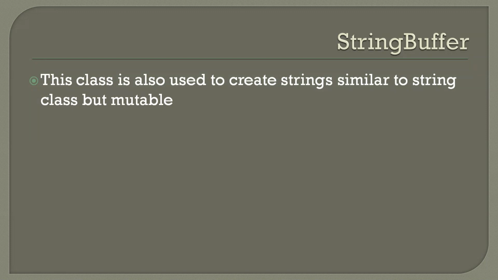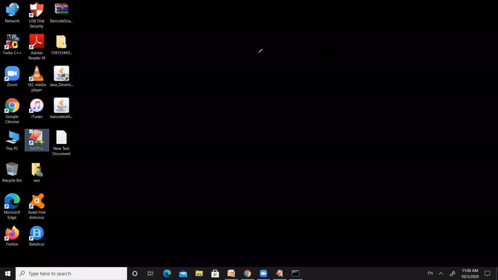There is one important difference between String and StringBuffer class. That is mutable and immutable. What do you mean by mutable and what do you mean by immutable? Mutable means the things we can change. Immutable means the things we cannot change. So if a string is created, just a second, I will show it by writing somewhere.